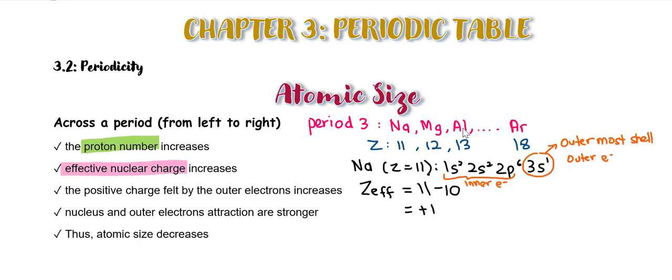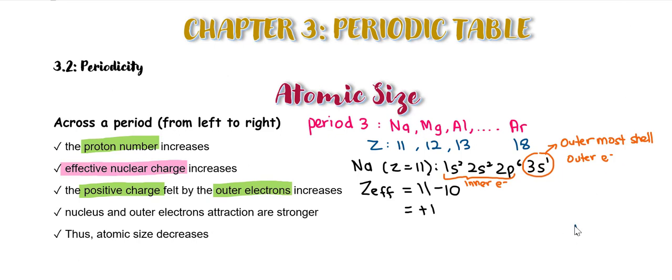You can do the same for magnesium, aluminium, silicon until argon. You can see that the effective nuclear charge from sodium to argon increases. So sodium is positive 1, magnesium positive 2, aluminium positive 3 and so on. When the effective nuclear charge increases, the positive charge felt by the outer electrons also increases.